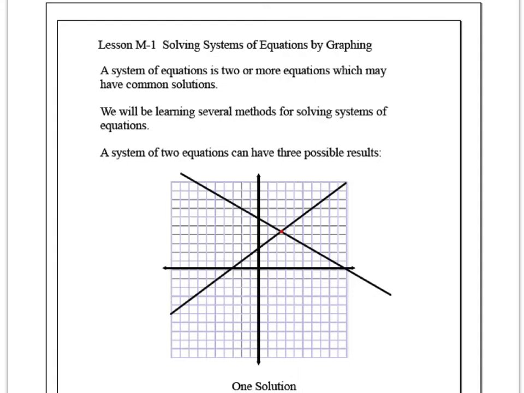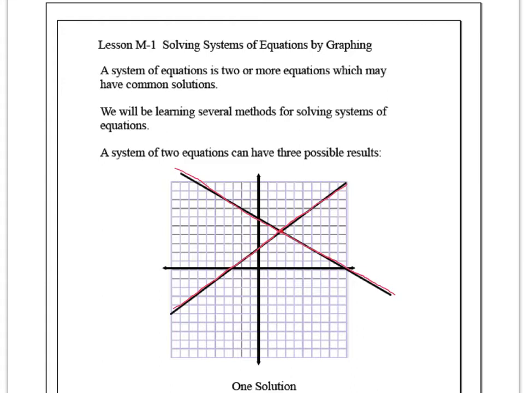If you read here, it says a system of equations is two or more equations which may have common solutions. So what you're trying to do is figure out where the two lines that you graph intersect. If you're looking down at the bottom, you'll see the graph. You've got line 1 here, which I'm tracing right now. You've got line 2, which now I'm tracing, and you're looking to see where the two lines intersect.